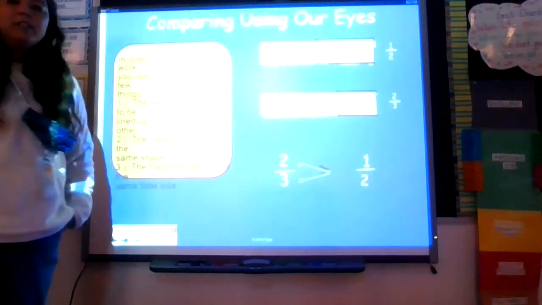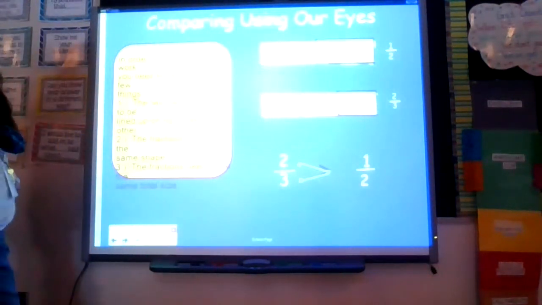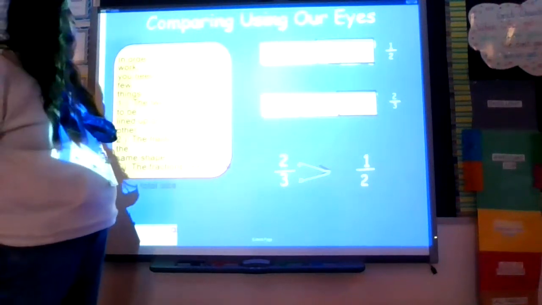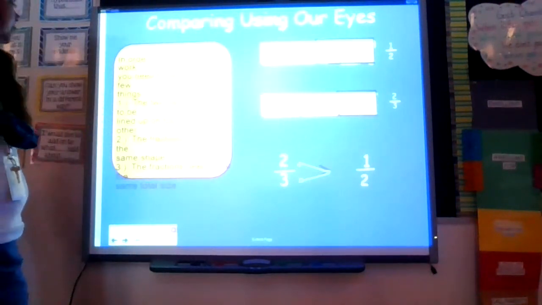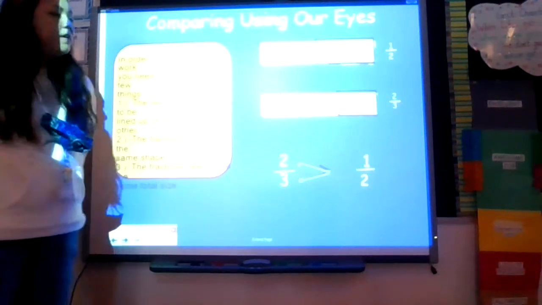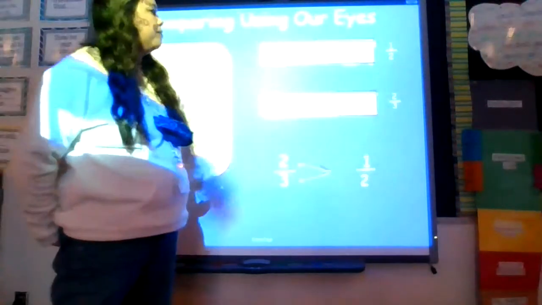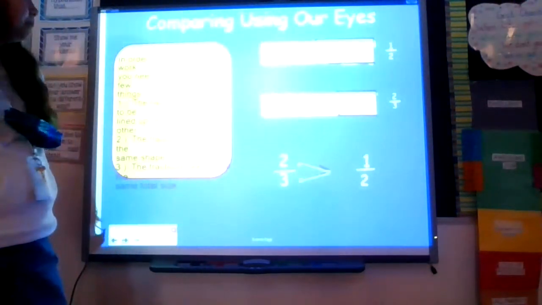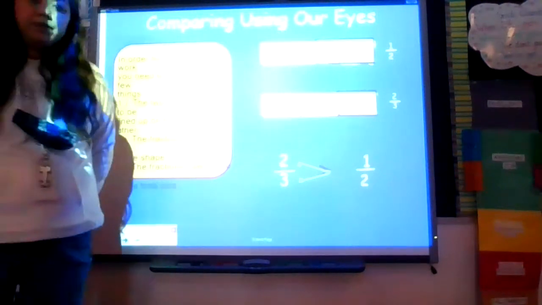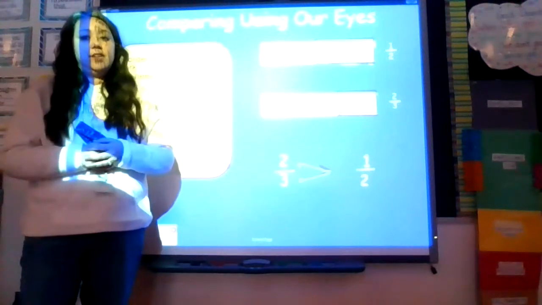Comparing using your eyes. Sometimes you can compare using your eyes. Let me read what you'd need to do to be able to do this. In order for this method to work, you need to be sure of a few things. The two fractions need to be lined up on top of each other, okay? And the pictures need to be kind of on top of each other so you can look at them. The fractions must be in the same shape. In other words, the whole must represent the same thing, okay?